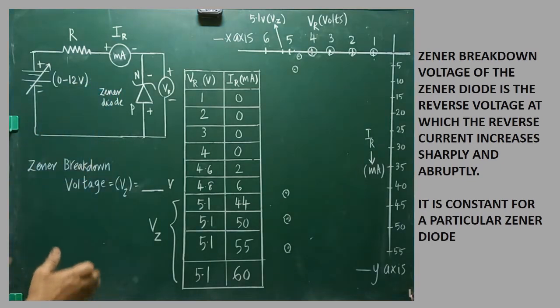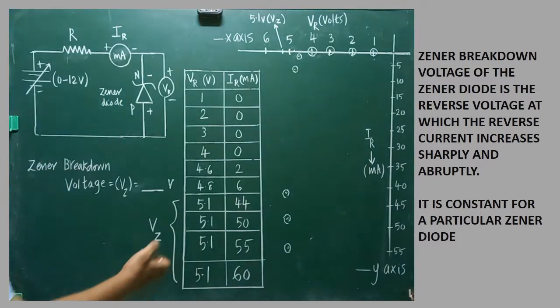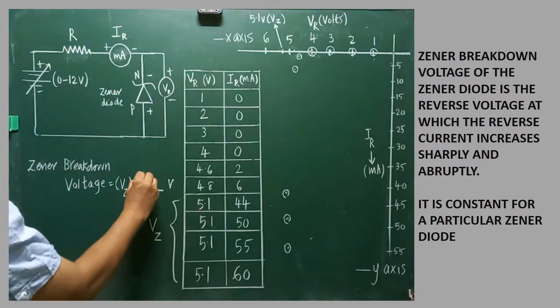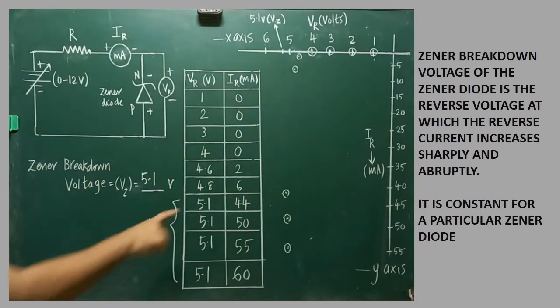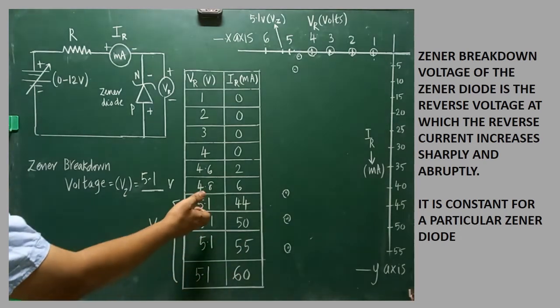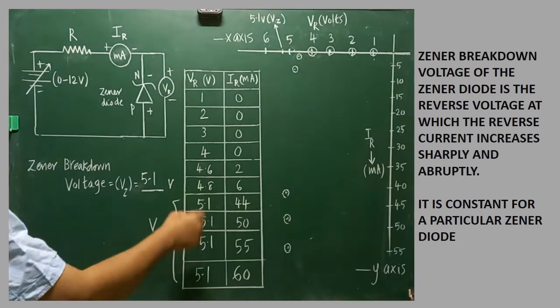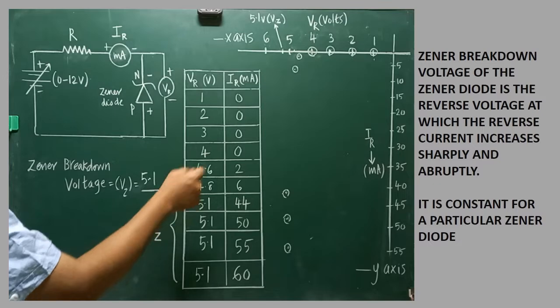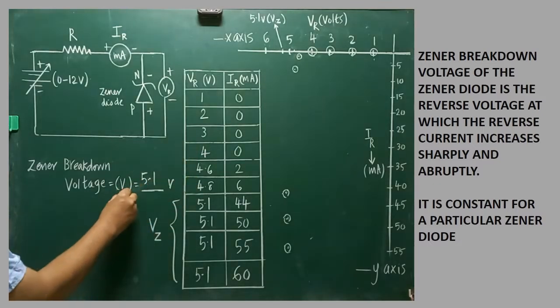Are you clear? While buying the Zener diode in the market, you can specify the value of Zener breakdown voltage, only then they will give. For this particular Zener diode, what is the value of Zener breakdown voltage? 5.1 volt. That is the Zener breakdown voltage at which current is increasing abruptly. That can be seen only by performing this experiment. By entering the readings in the tabular column and drawing the graph alone, we are able to find out the Zener breakdown voltage, that is called VZ.